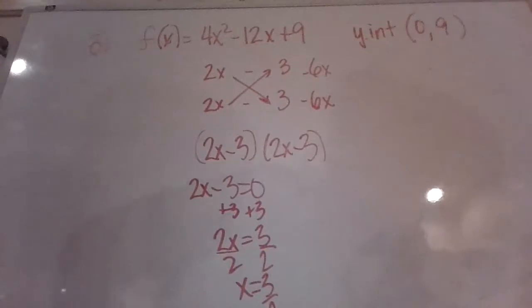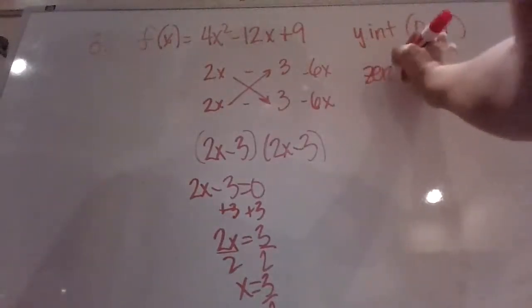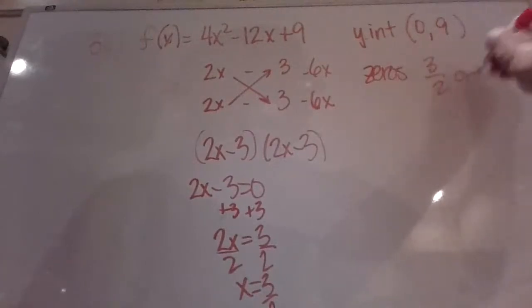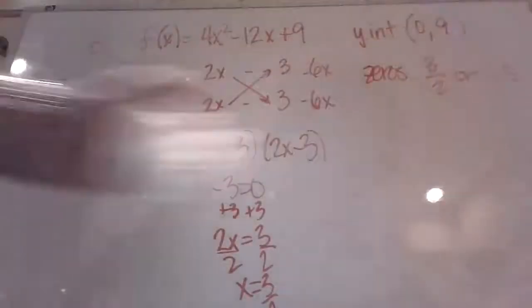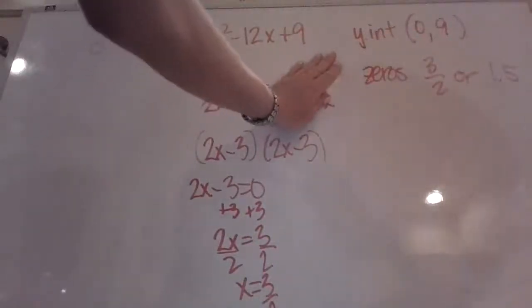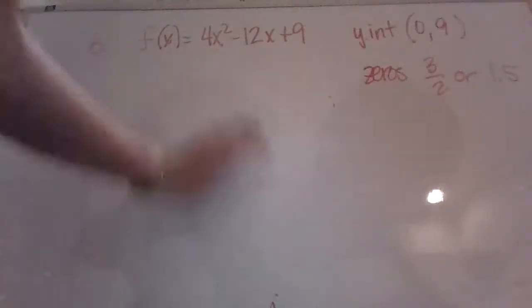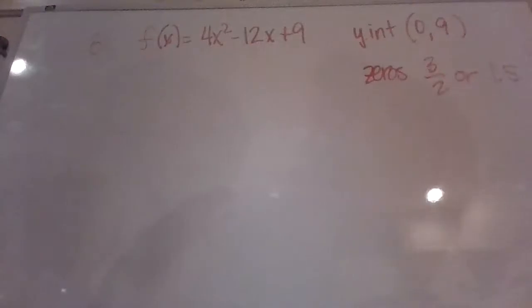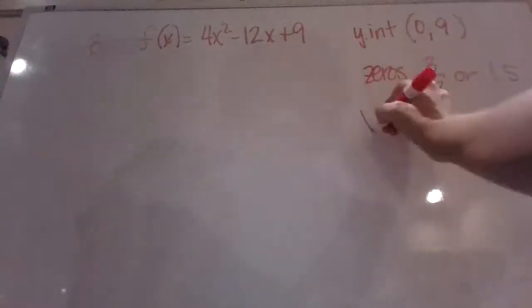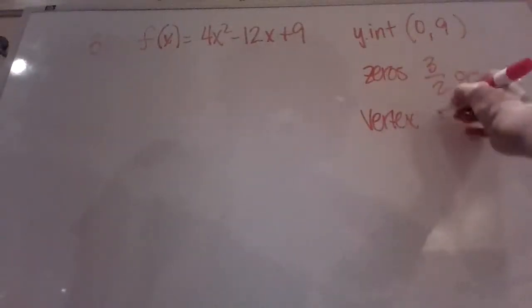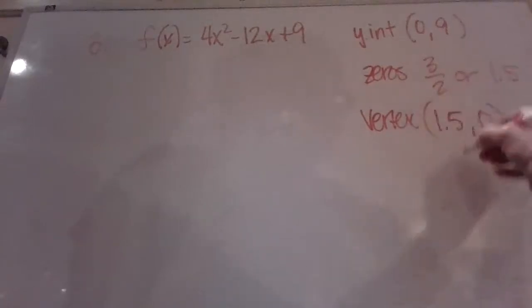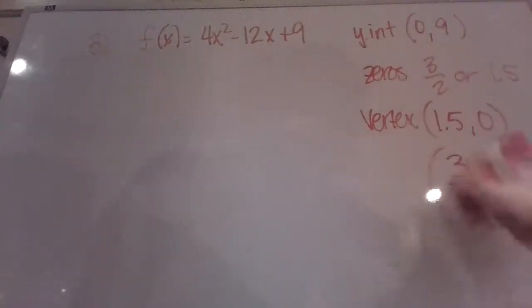So now I have my zeros. That's the zeros. They're the same. So it's 3 over 2 or 1.5. Now I have to complete the square, which it is already complete because it is a perfect squared one. So our vertex is this already, so it's 1.5, 0 or 3 over 2, 0.